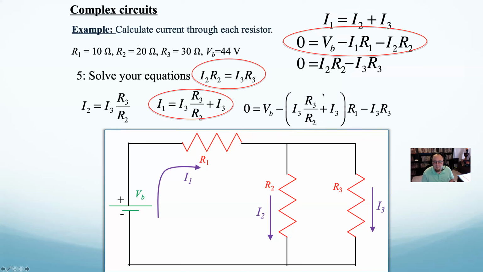And say that VB minus I1 times R1 minus I... Hold on. Oh, yeah. And I also did, I see what I did. I2O2, but I2O2, as I have up here, is I3O3. So I shoved that in too.